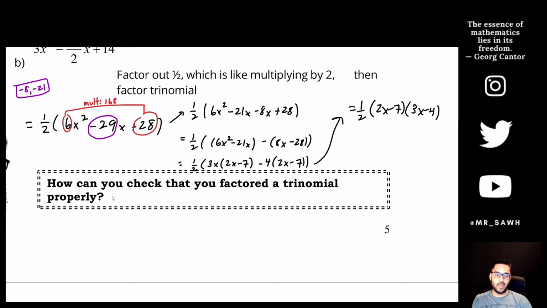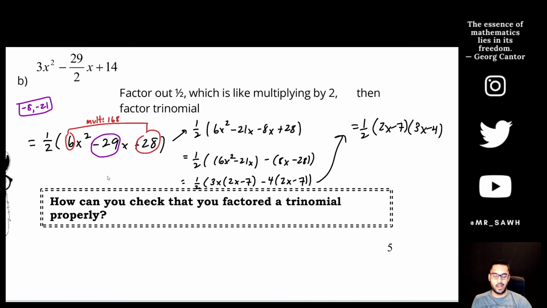How can you check that you factored a trinomial properly? Well, what you can do, if you want to check if you factored this right, there's a couple ways. You could use your graphing calculator to graph the factored form, graph the original polynomial, and the graph you should see should be the same. That's one way. You can try to multiply everything out and make sure you got back to the original. It's more time consuming, but it'll work. You could also just pick a number for x and plug it into this to make sure that you end up with the same thing.